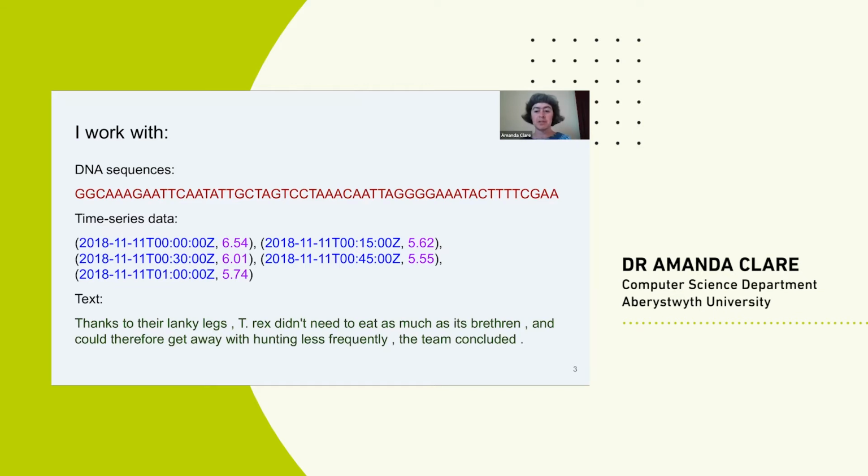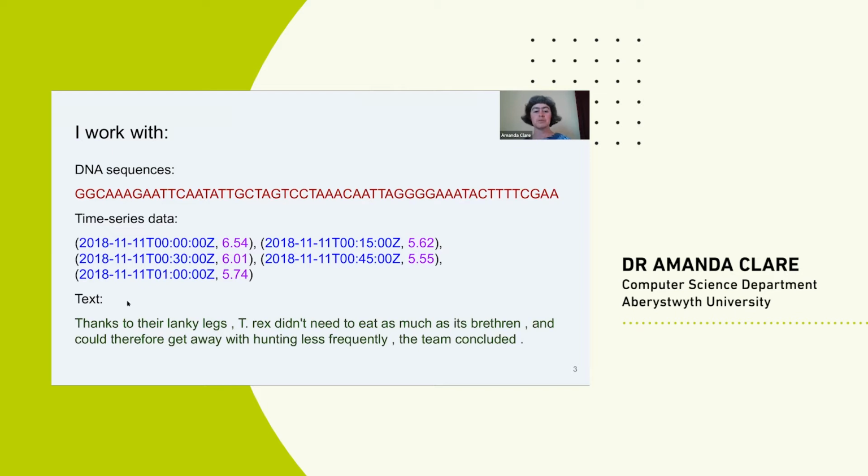And in the work I'm doing that's funded by the Royal Academy of Engineering, I'm working with Welsh Water, Dŵr Cymru, and we're looking at a load of time series data they have, because they have some water treatment plants and they have a lot of sensors on their water treatment plants that monitor how the water moves through various processes. And so we have time series data where we have a set of pairs, and each pair contains a timestamp, such as 2018, November the 11th at midnight, and then a value that's been recorded at that timestamp. And so we've got a sequence of pairs in that sense.